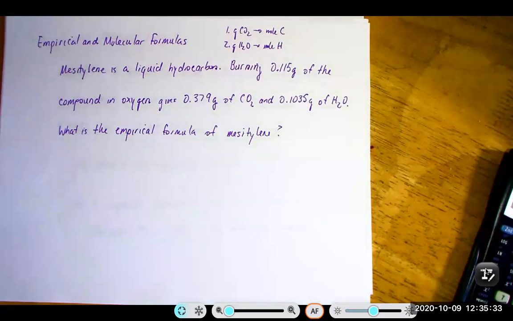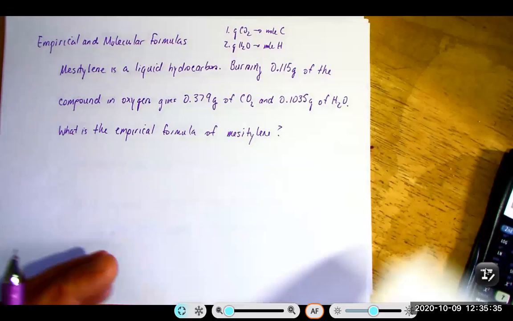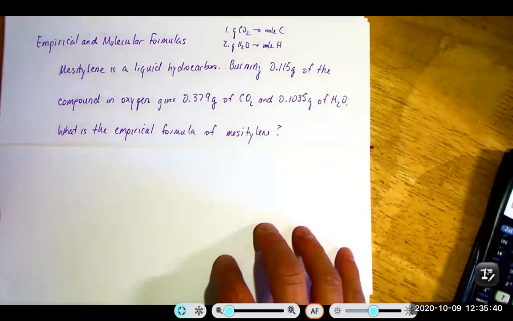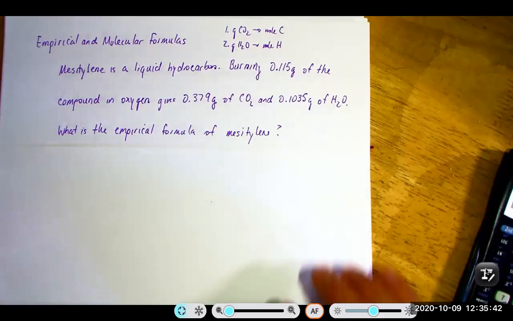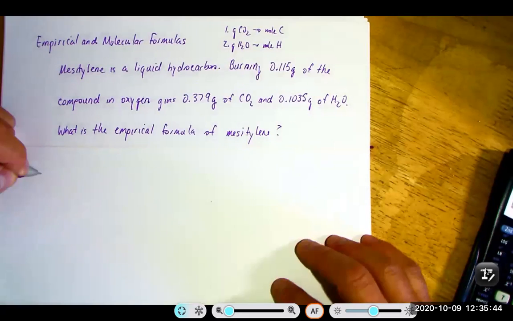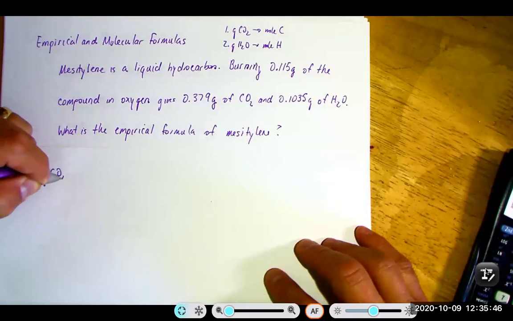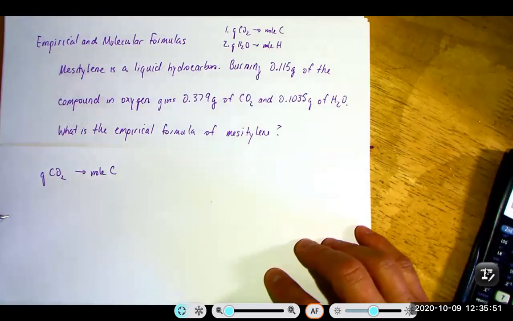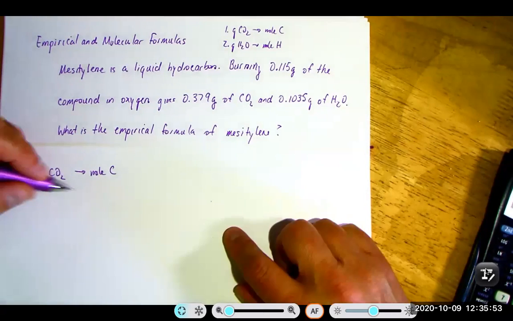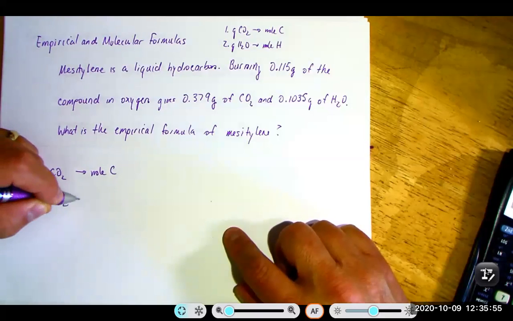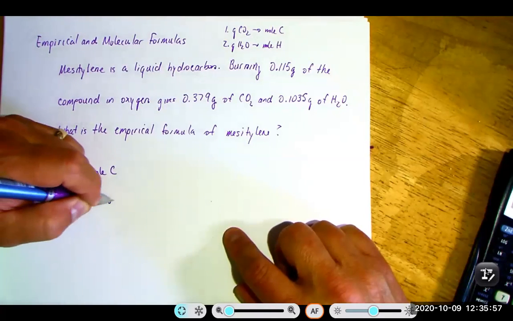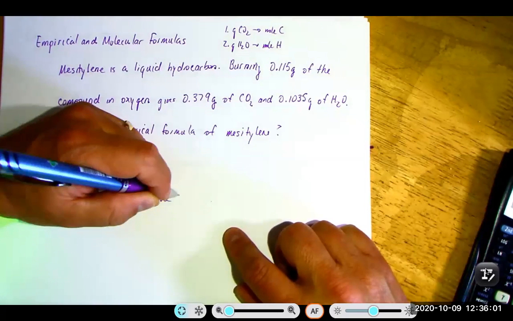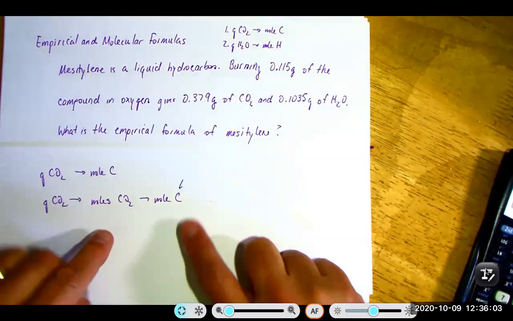Okay, so here we don't know what the formula is of this compound, so we can't write a balanced reaction. So again, we're going to take the grams of CO2 and get the moles of carbon. Because it turns out that when we do this, we take the grams of CO2, turn that into moles of CO2, and turn that into moles of carbon. This moles of carbon is how many moles of carbon are in the CO2.